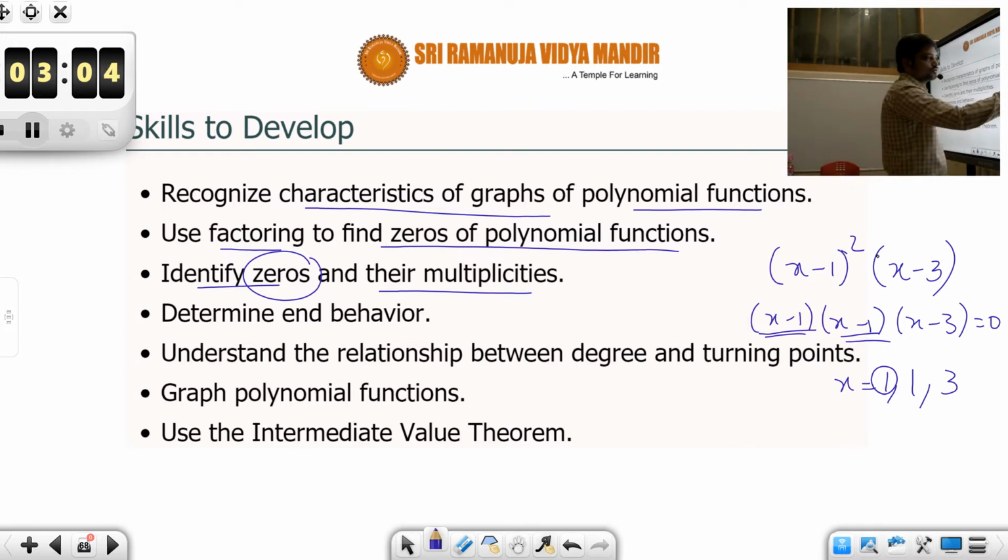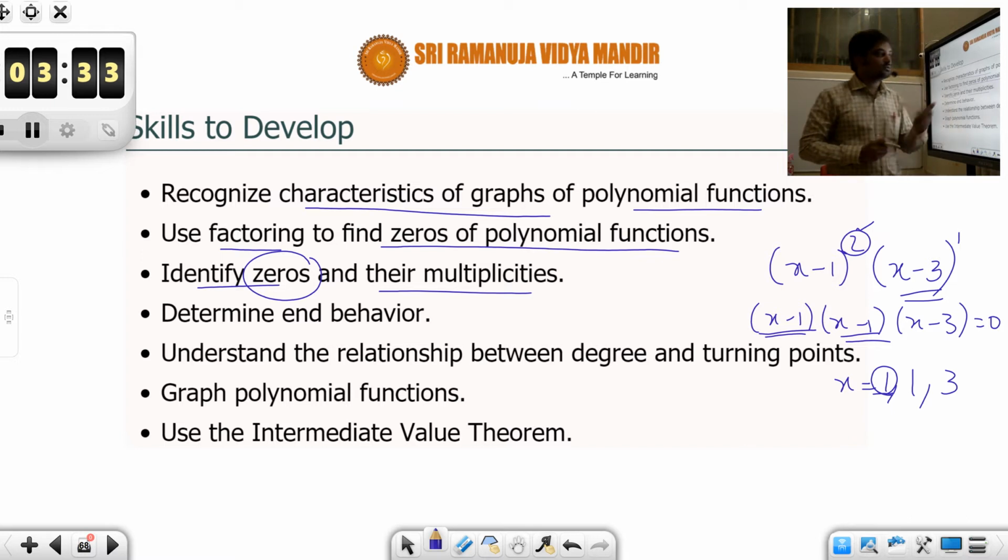So here this 2 we will call the multiplicity. This 2 is the multiplicity of what? The multiplicity of zero 1, or the multiplicity of root 1, because root 1 is the one which is repeating twice. Similarly, x minus 3, how many times do you have this factor? It is only once. So we'll call 1 the multiplicity of the root 3. Okay students, what is meant by multiplicity? It is the number of times that particular factor is repeated in the polynomial expression.